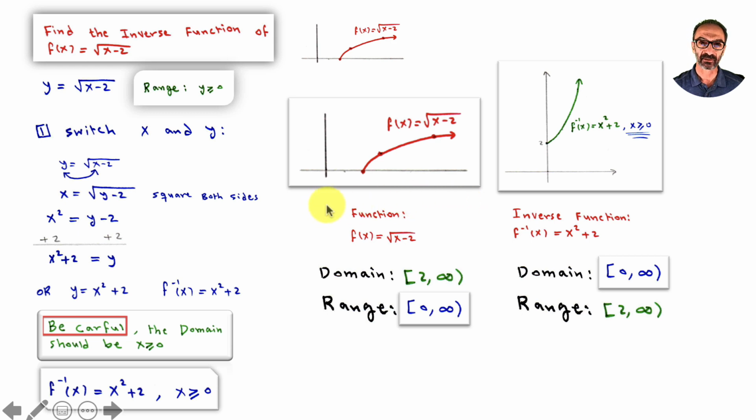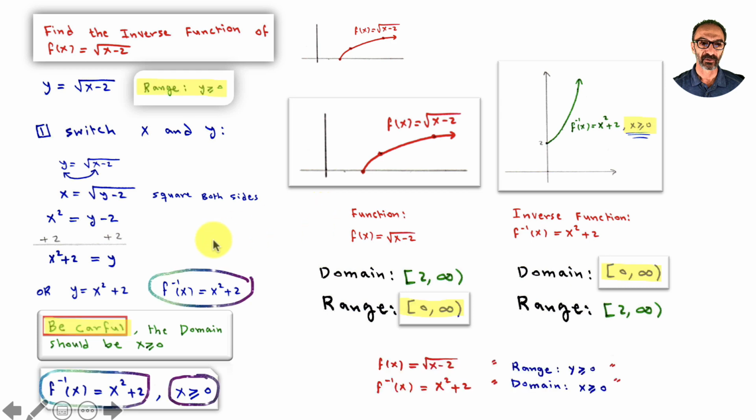To summarize this, I have the following. The range for this graph was greater than or equal to 0. It will be my domain for the inverse function. And as you could see it right here, the range was from 0 to infinity. The domain was from 0 to infinity. So if you don't pay attention to this, you're going to say x squared plus 2. We're not taking the square root and writing plus minus. It's the other way around.